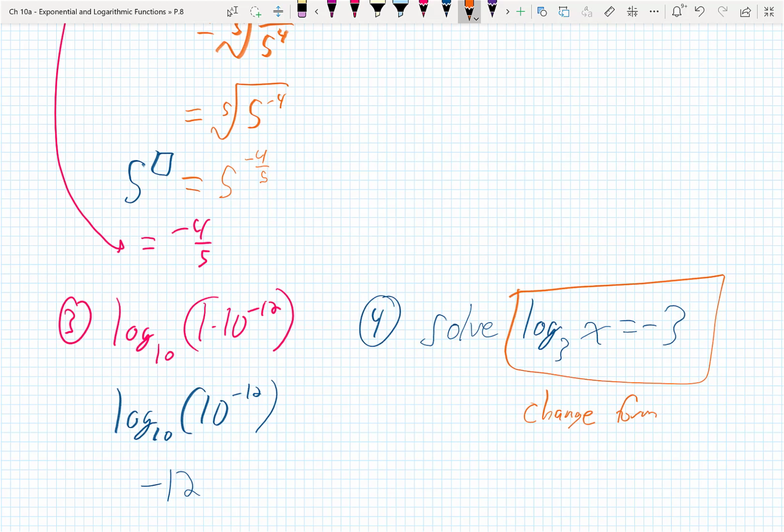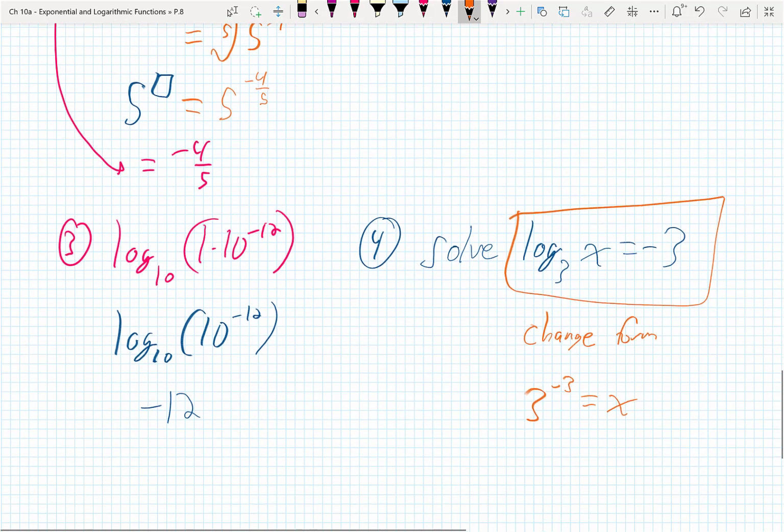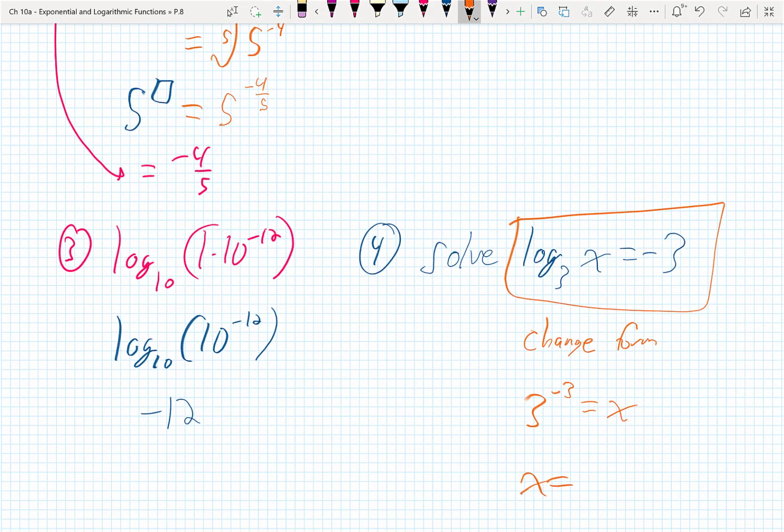Base, what's the base? Raised to the exponent, a logarithm is equal to an exponent, equals x. And suddenly you have one of the world's simplest problems. 3 to the negative 3 is x. X is... I created this problem here. So I'm asking you to solve that.